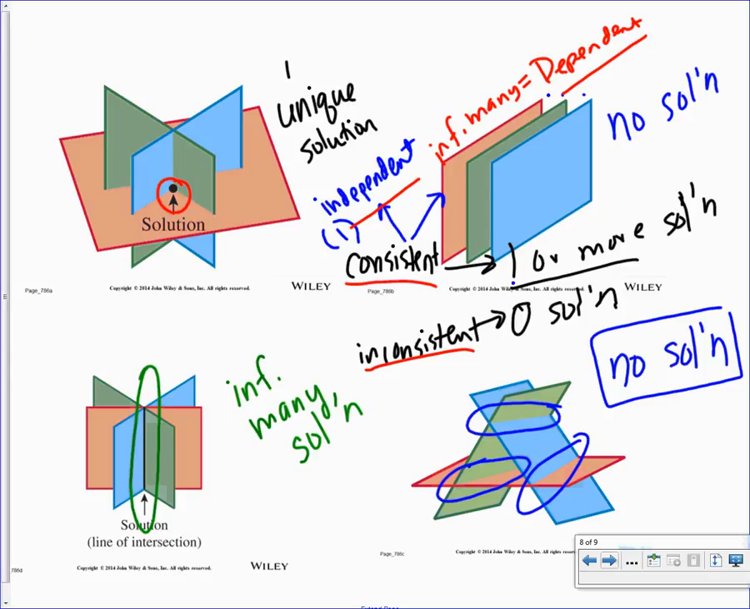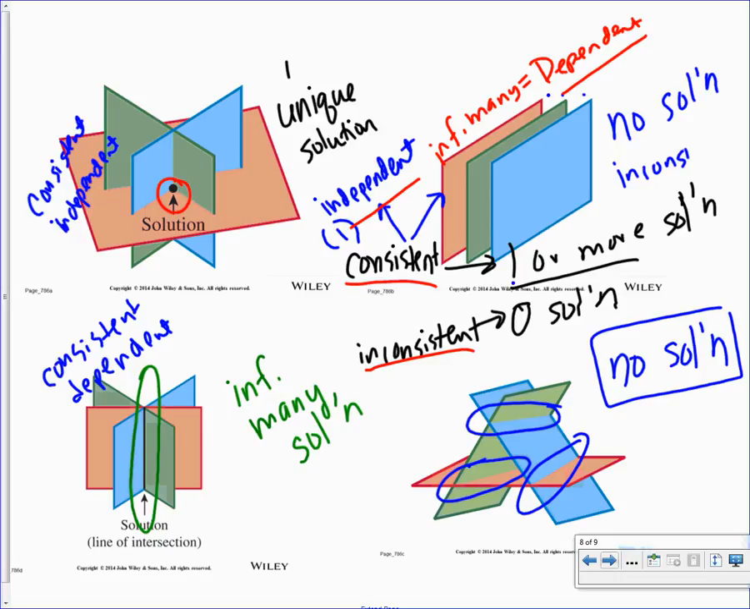Let's look in the top left. I have one solution. So if I have one solution, I am consistent. And then what type of consistent? I'm an independent consistent. We say this system is independent and consistent. If I have infinitely many, I'm consistent because there's more than one, but I am dependent. And then these other ones have no solution. Those are just going to get labeled inconsistent. They don't get a second word.